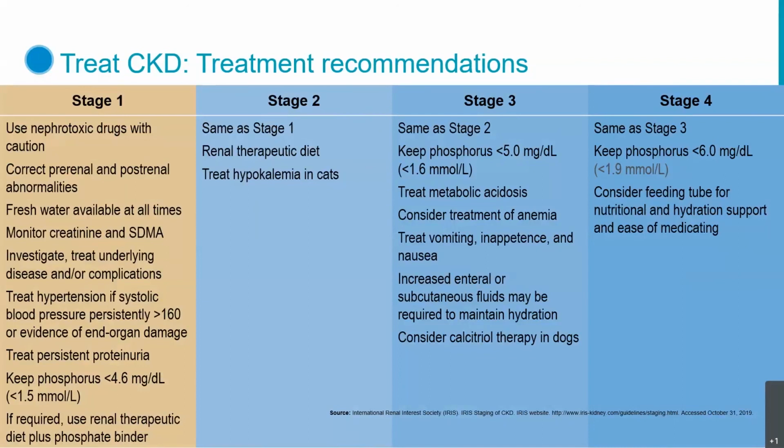Changes that were made in late 2019 were that use nephrotoxic drugs with caution was moved right up to the number 1 position. Correct pre-renal and post-renal abnormalities was moved much higher up the list as well. They have added in a statement around monitoring creatinine and SDMA in our patients. This is to ensure that we are either establishing they are stable within that stage, or if they're potentially progressing, do we need to go back to the investigate stage and see whether there now may be something else at play, or do we potentially need to move them up a stage and consider additional treatment recommendations?